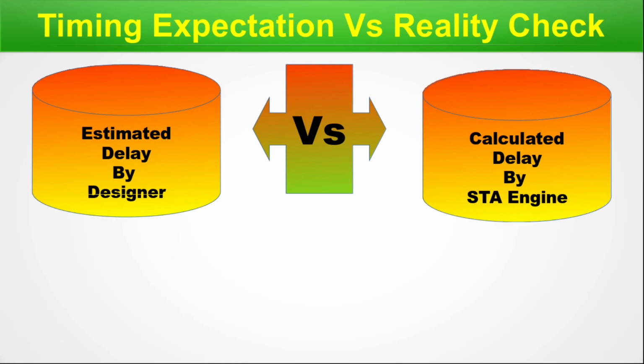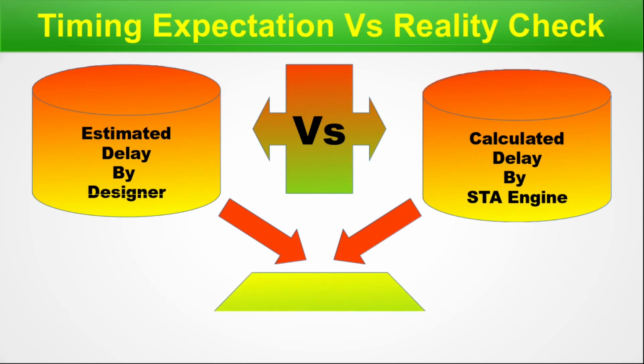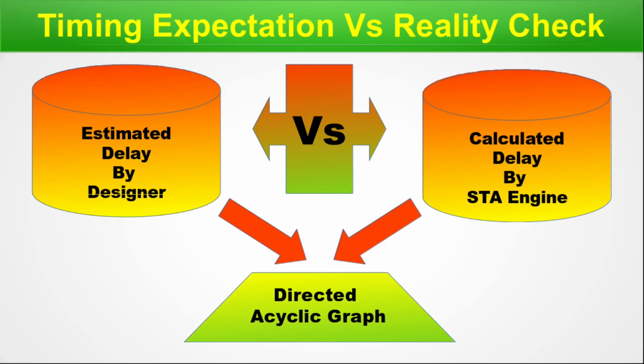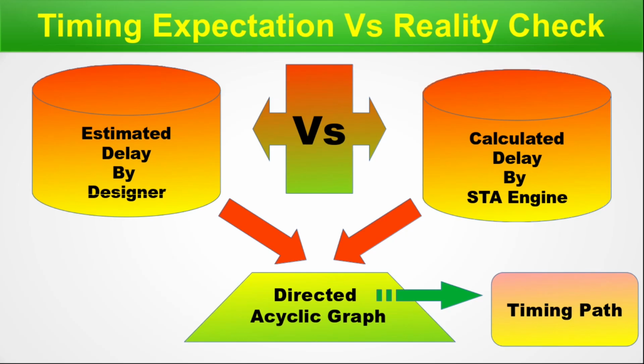To do this, we have to superimpose the two things by some method. This is called directed acyclic graph. Now, this directed acyclic graph is a timing path or a set of timing paths. So this graph is realized on the timing path. We will see how. So this is the concept here. We are done with this particular slide.